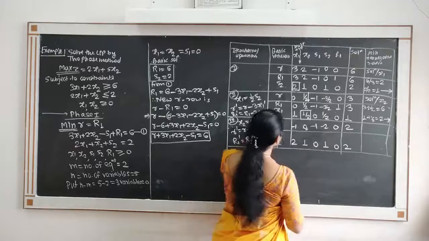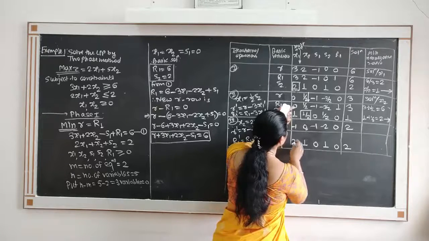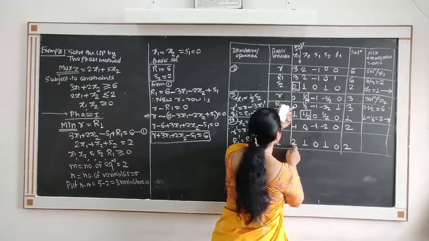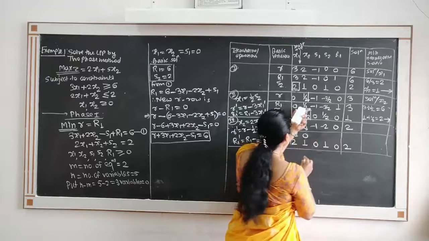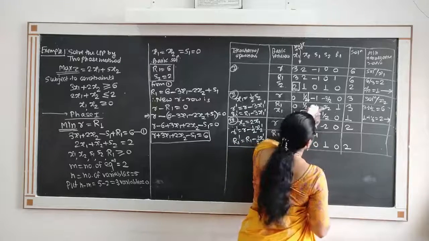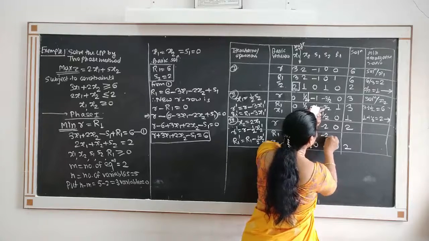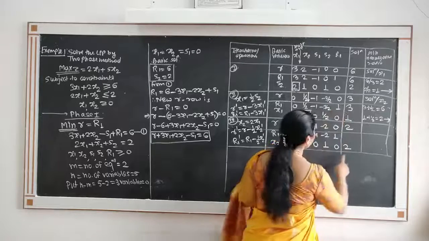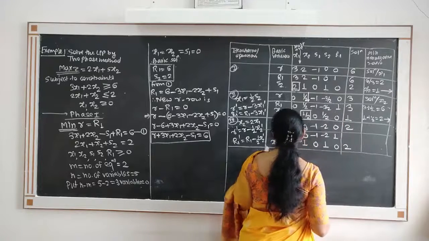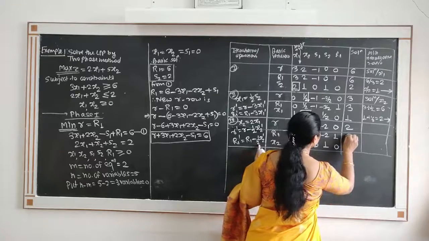R1 dash is equal to R1 minus 1 by 2 times. So 0 minus 1 by 2 into 2 becomes minus 1. This becomes 0, minus 1, minus 3 by 2 minus 1 by 2, minus 4 by 2, that is minus 2. 1 minus 0 becomes 1, and 3 minus 2 times 1 by 2, that is 3 minus 1, remains 2.